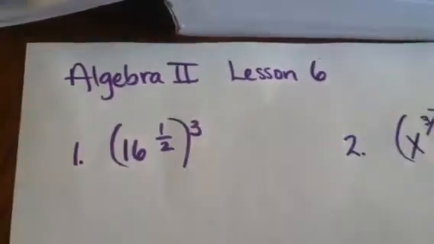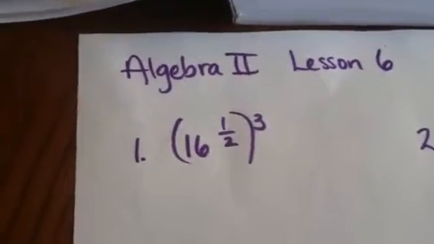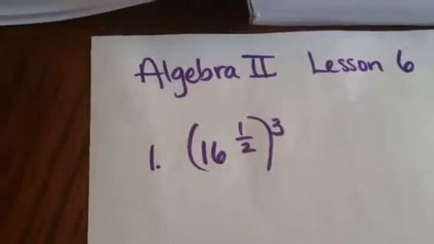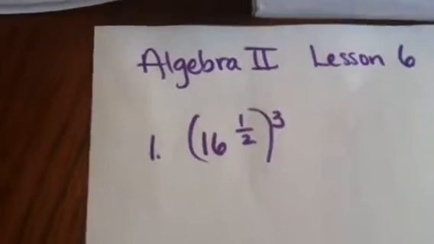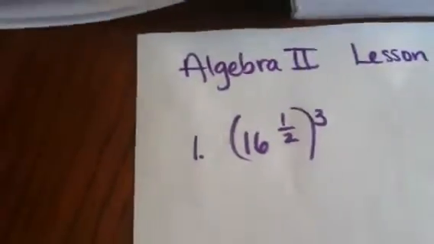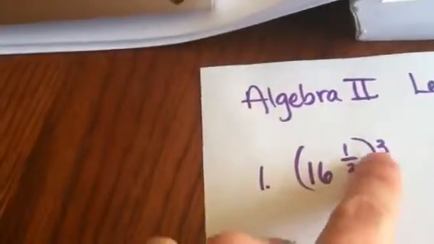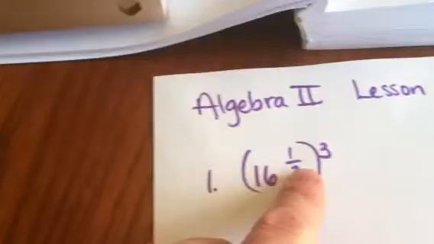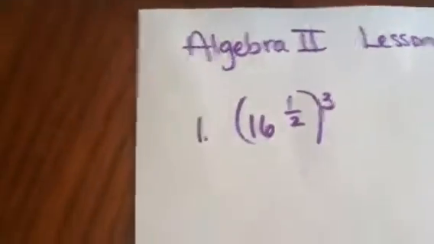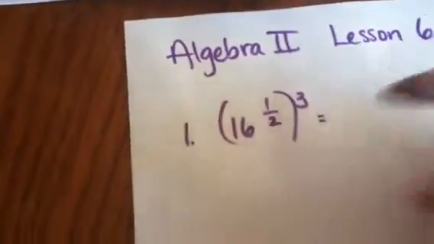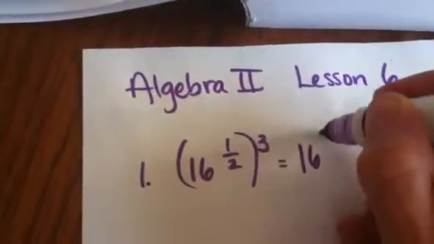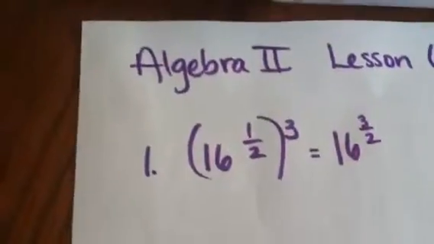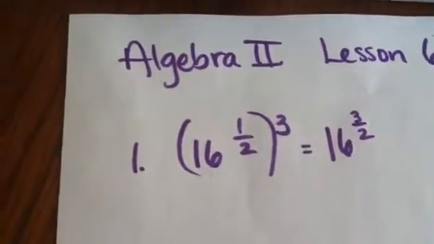This is Algebra 2, Lesson 6, and this is kind of what I did in class, but some of you were wanting to hear it again. What do you do with these fractional exponents? Remember, you can multiply these exponents together. So if all you wanted to do is write it as one single fractional exponent, you could write this as 16 to the 3/2. Okay, that's the same difference.